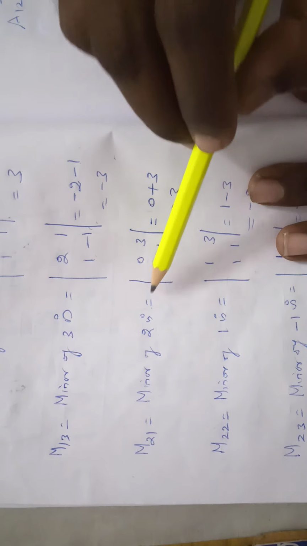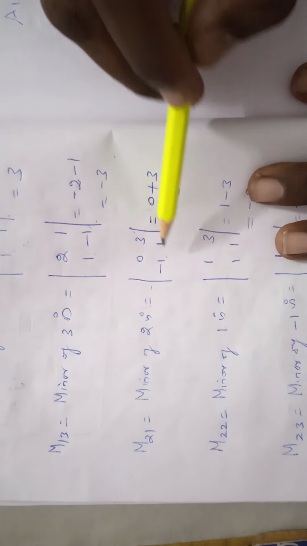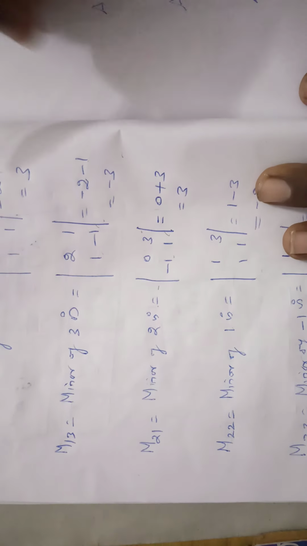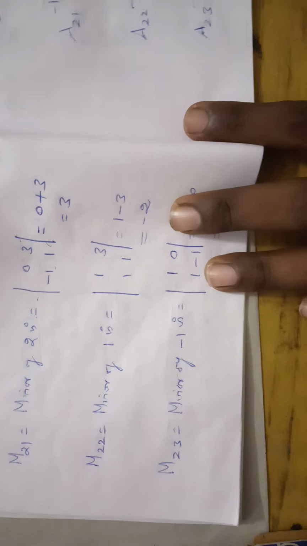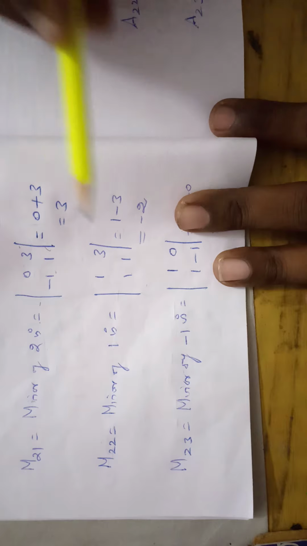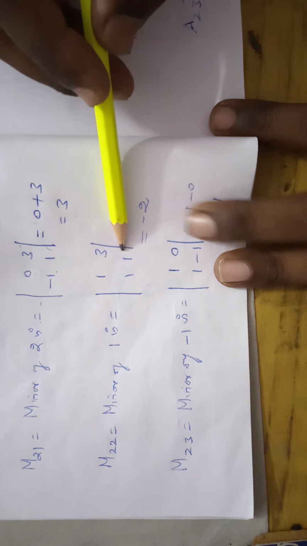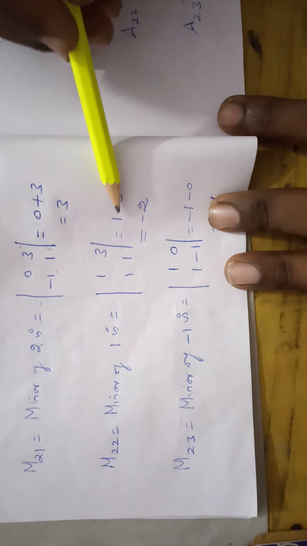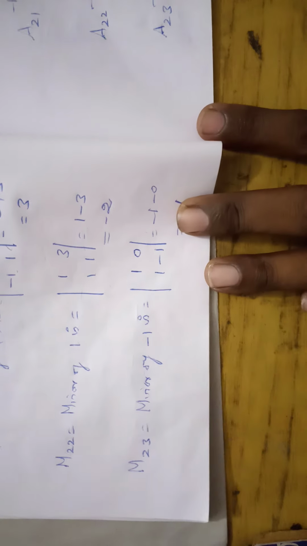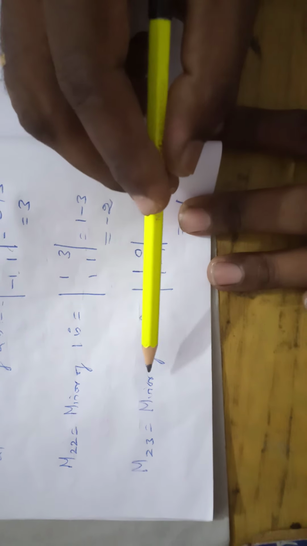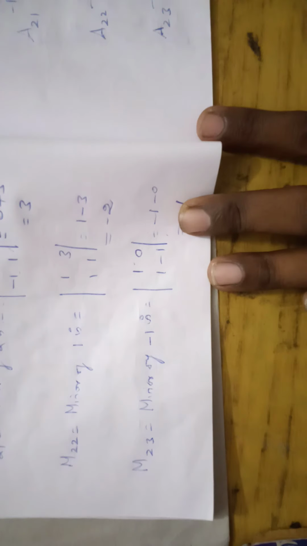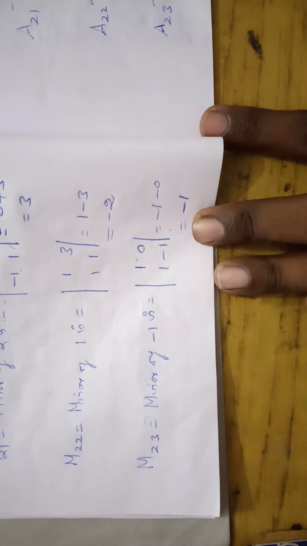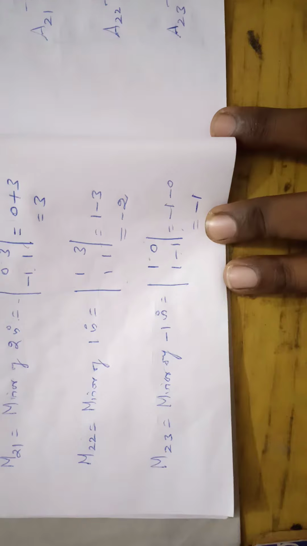M21, the minor of 2, is [0 3; -1 1], so 0 plus 3 equals 3. M22, the minor of 1, is [1 3; 1 1], so the calculation is 1 minus 3, which is minus 2. M23, the minor of minus 1, is [1 0; 1 -1], so cross calculation minus 1 minus 0 equals minus 1.